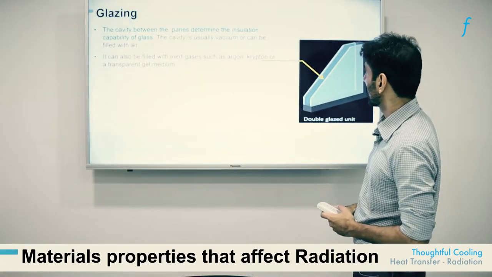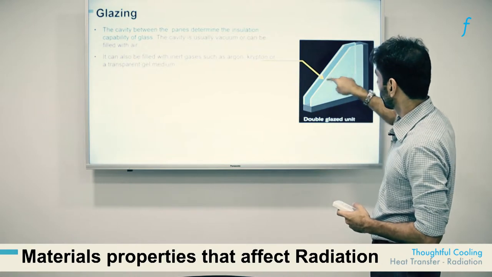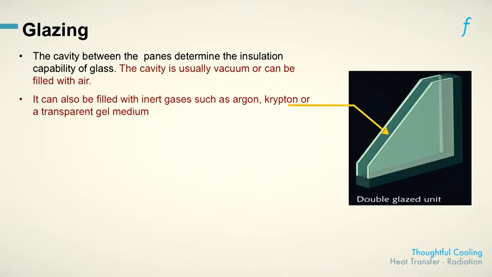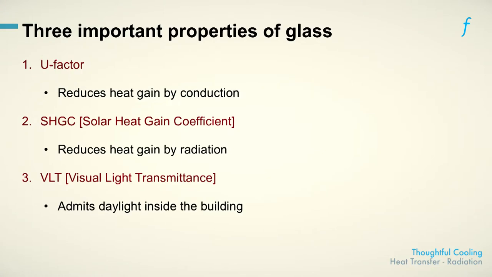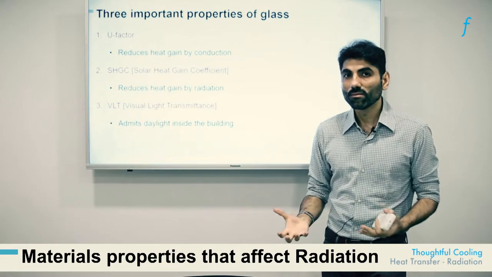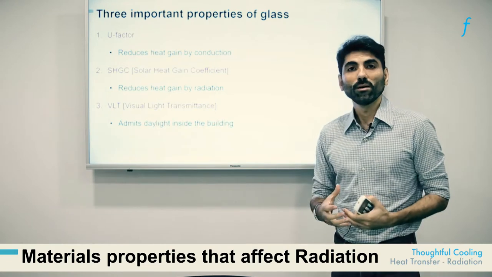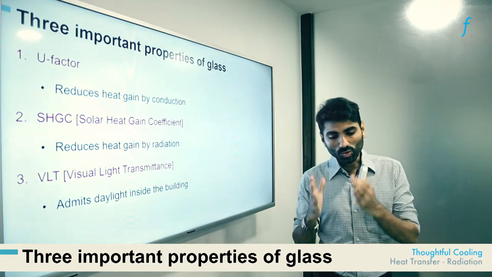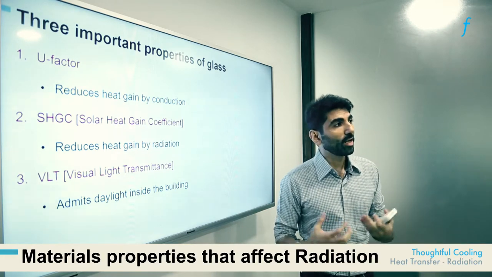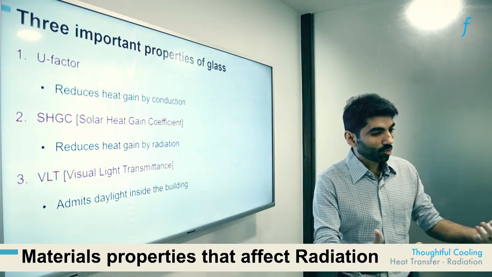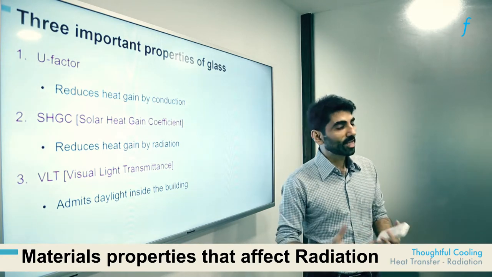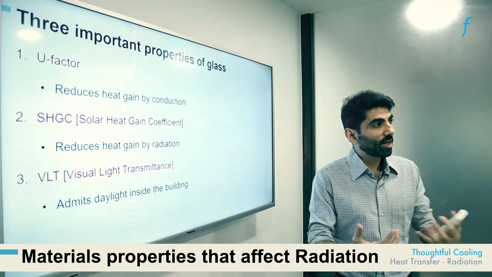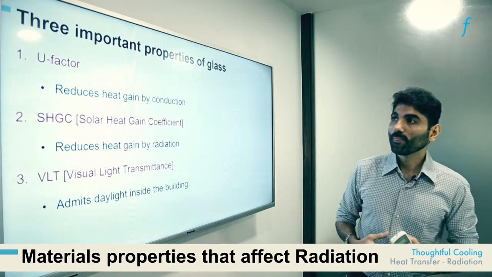Yes, this just elaborates the point further that you can even fill this cavity with argon or other kinds of inert gases. Right. As you can imagine, selecting the right kind of glass is a tricky part of the design because there are competing functions that glass actually performs in a building. Not only is it a source of solar radiation and solar heat, it's also one of the most effective ways to make the place have a natural feel, have a joyous feel by allowing natural light to come through.